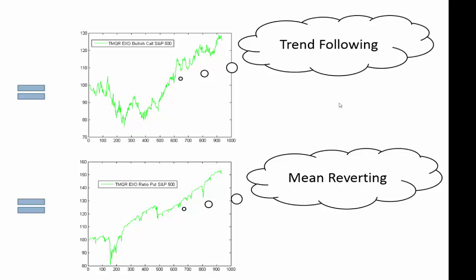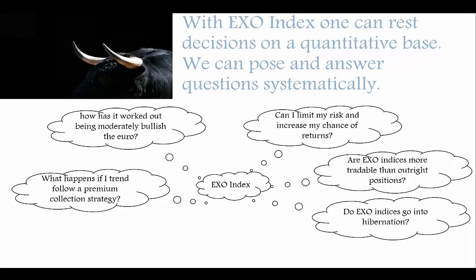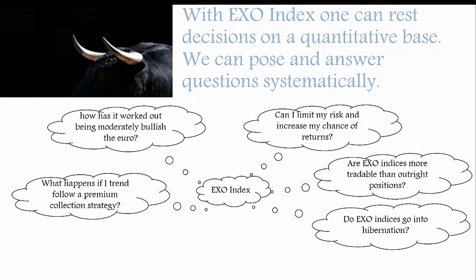So you can say, I want to have a core component of my portfolio, which is going to be trend following, but let's make some fraction of it mean reverting as well. And you can sort of know where that fraction of the return is coming from because you've assigned it to a particular EXO index. So that's one of the first implications that we see out of this type of analysis.